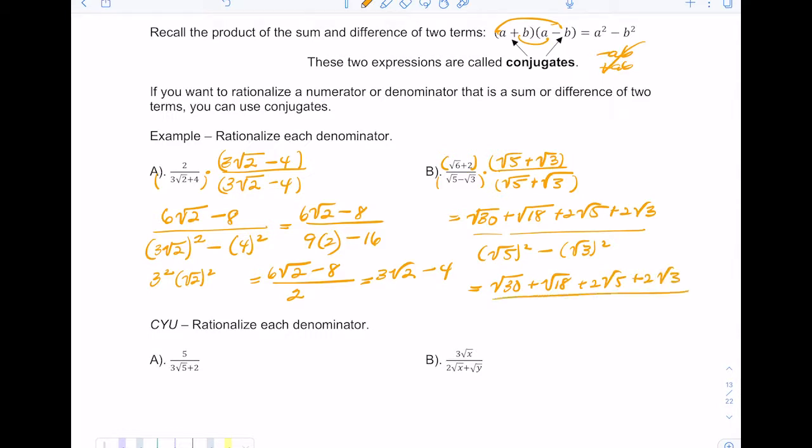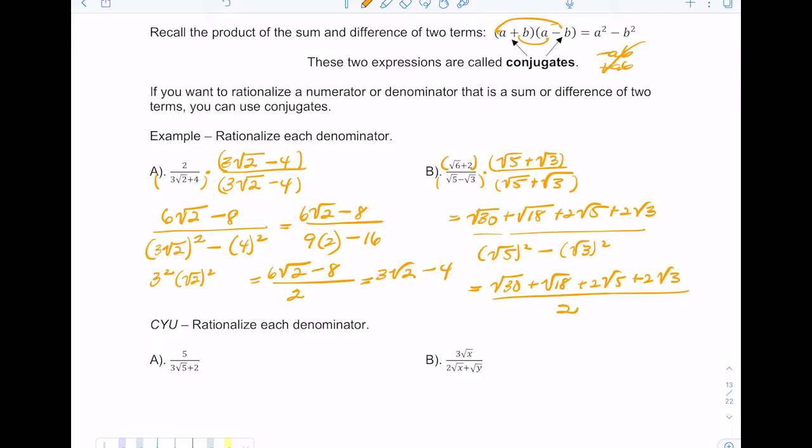And the denominator, though, I will simplify that. So if I square the square root of 5, I just get 5. And if I square the square root of 3, I just get 3. And of course, 5 minus 3 equals 2. So I'm just going to put a 2 there rather than rewrite that answer there.